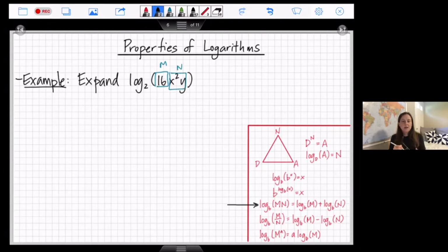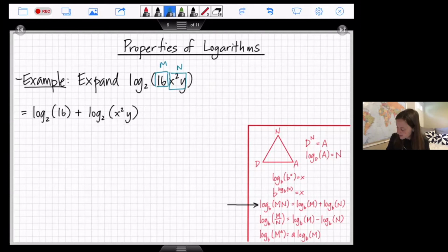And when I do that, the property says that I can distribute that log base 2 with addition in between. So this will look like log base 2 of 16 plus log base 2 of x squared y. And now that you've split this logarithm into 2 logarithms, you can treat these 2 logarithms like completely separate problems. So you can use a property on one that you don't necessarily apply to the other. For example, the one on the right, I can do my log base 2 of m times n thing again, where I distribute that logarithm and then use addition in between.